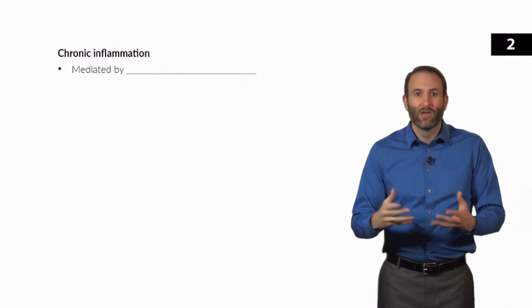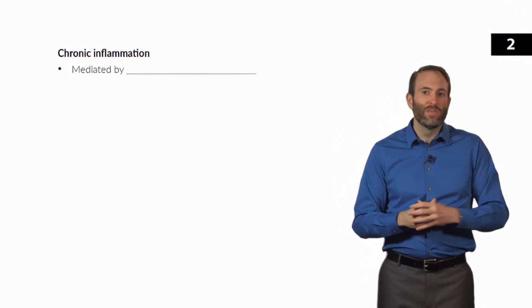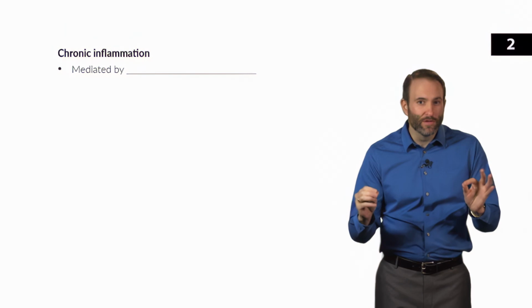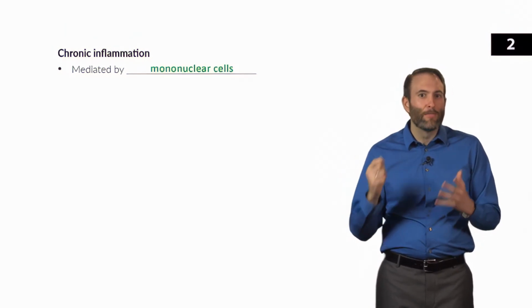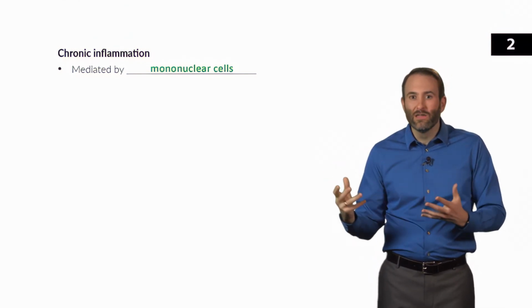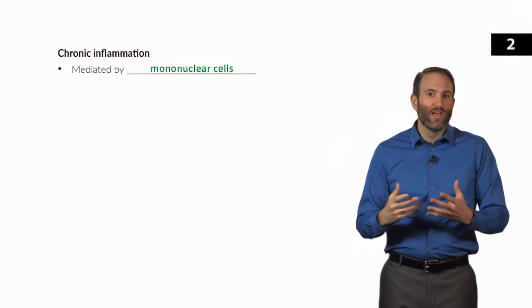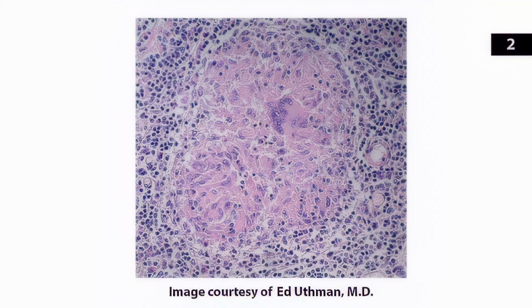Acute inflammation and chronic inflammation are really mediated by different cell types. Now, acute inflammation is mediated primarily by neutrophils, and then chronic inflammation is mediated more by mononuclear cells like macrophages and lymphocytes. And those macrophages are the reason why with chronic inflammation you can have formation of granulomas. Now, granulomas are clusters of macrophages that are found in chronically inflamed tissue.